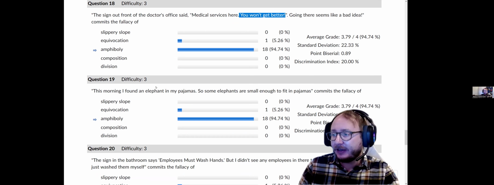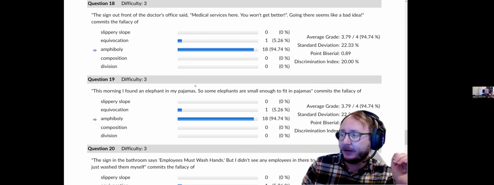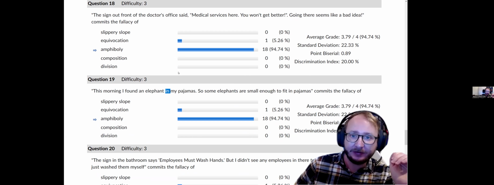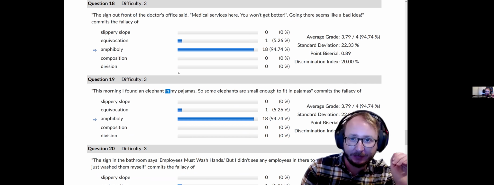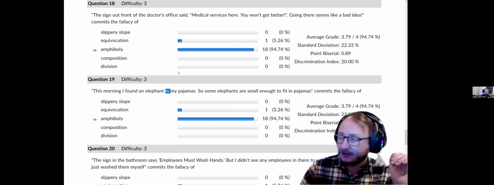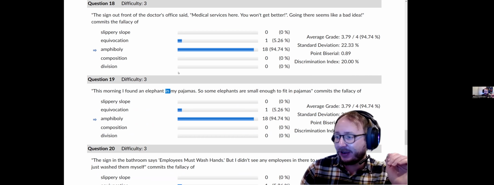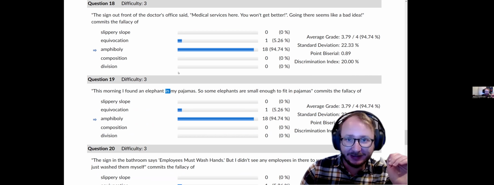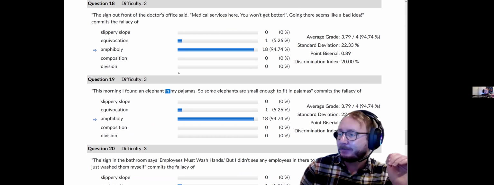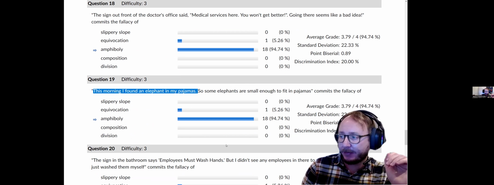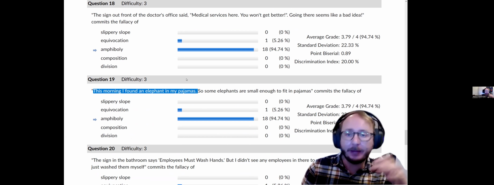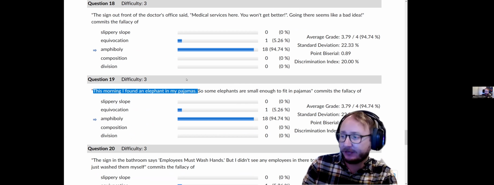Question 19 is similar. I found an elephant in my pajamas. Again, we have a kind of confusion about the preposition "in." Who is in the pajamas? Is it the elephant or is it the person who saw the elephant? The conclusion depends on it being the elephant, but that's probably not what the person meant, right? So this whole statement, because of that ambiguity about that preposition, is amenable to these two different interpretations.